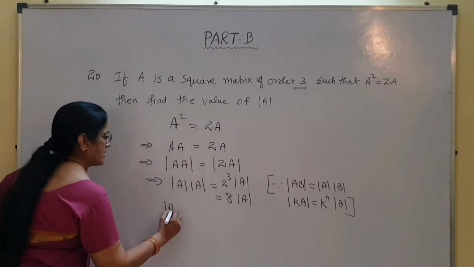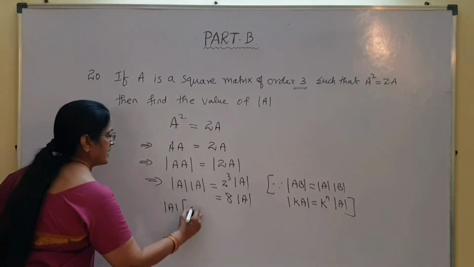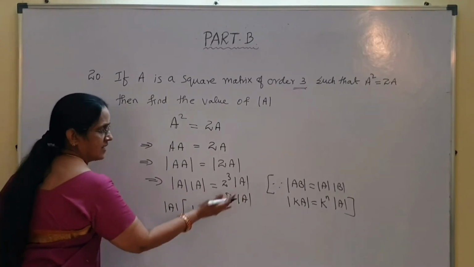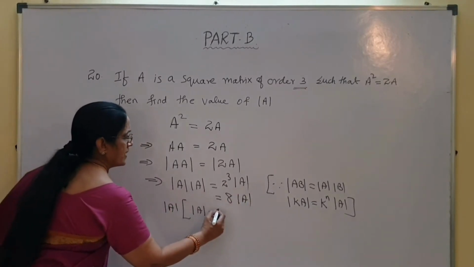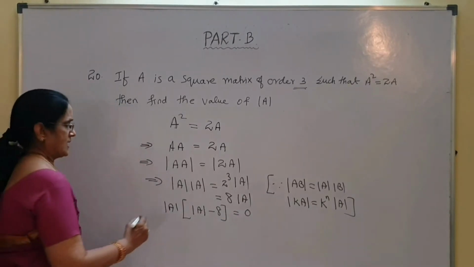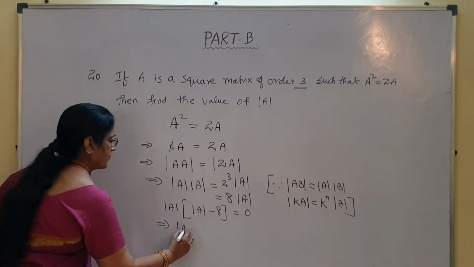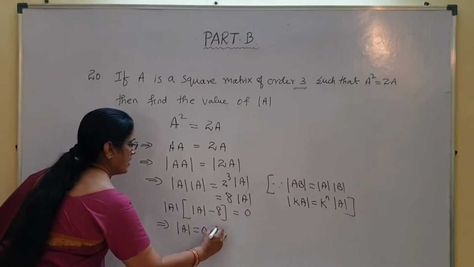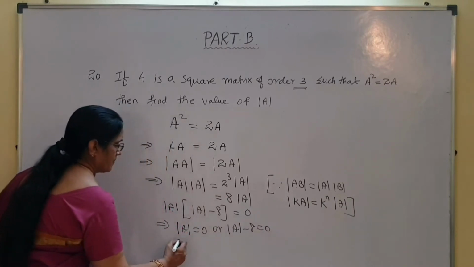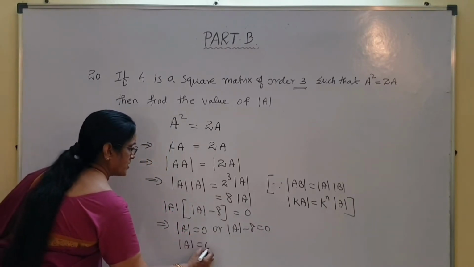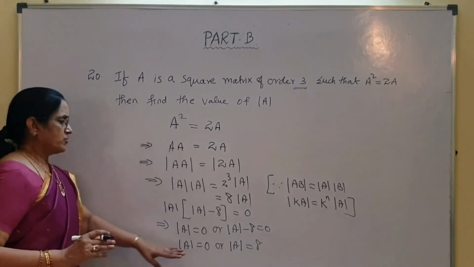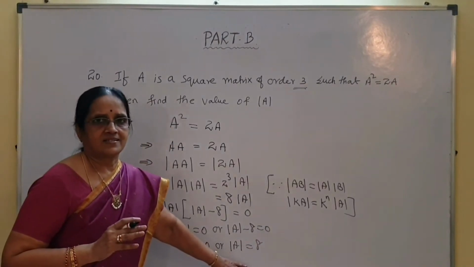When I take determinant of A as common, bringing this also to the left hand side, I get determinant A into determinant A minus 8 is equal to 0. This implies determinant of A equal to 0 or determinant of A minus 8 equal to 0, which implies determinant of A equal to 0 or determinant of A is equal to 8. You need to write both the answers.